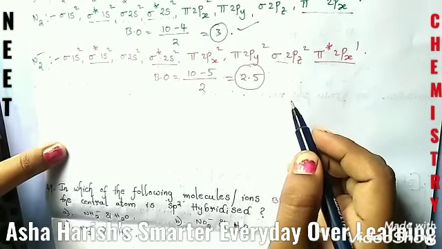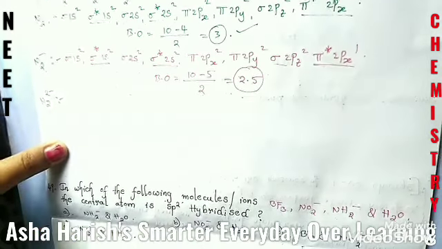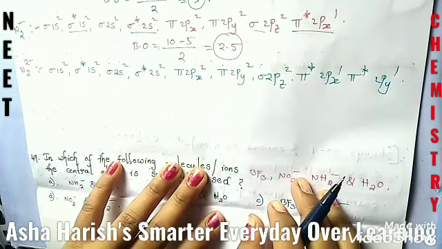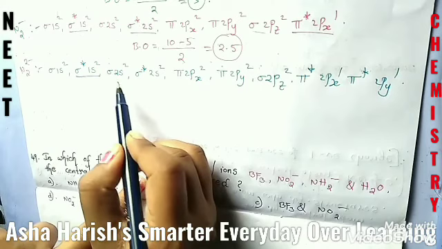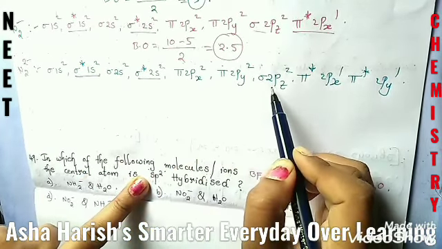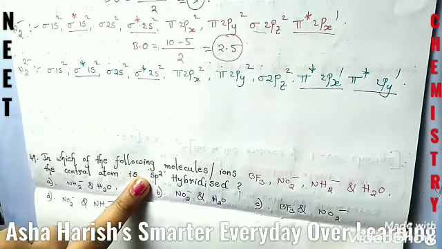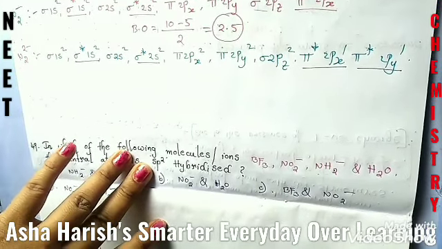And students, let's go for the next one, that is N2 2 minus. For this also, like this only we will do. This is the electronic configuration for N2 2 minus: sigma 1s2, sigma star 1s2, sigma 2s2, sigma star 2s2, pi 2px2, pi 2py2, sigma 2pz2, pi star 2px1, pi star 2py1. These are the anti-bonding orbitals that I have underlined here.